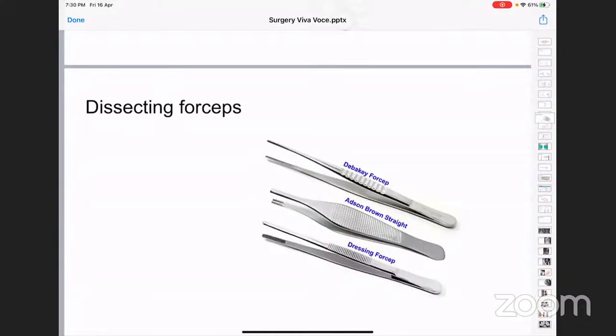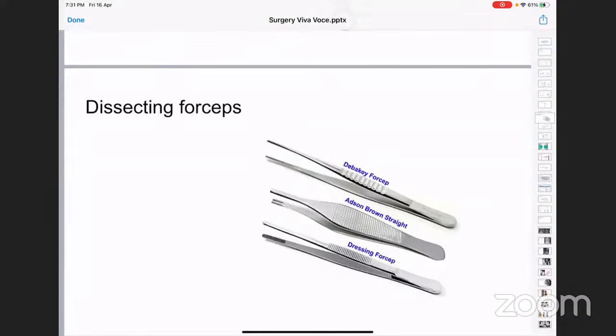So as you can see on the screen, there is one straight dissecting forceps known as a DeBakey forceps. And the one displayed here is a smooth DeBakey forceps. Then you have an Adson's straight forceps again. So the Adson's differs from the DeBakey forceps in the way the tip is configured. Okay, so it has a broader base and the tip tapers off. And then you have dressing forceps. As you can see, the dressing forceps tip is broader. The DeBakey has a taper, a long taper. The Adson has a steeper taper. And the dressing forceps has a relatively broader tip.